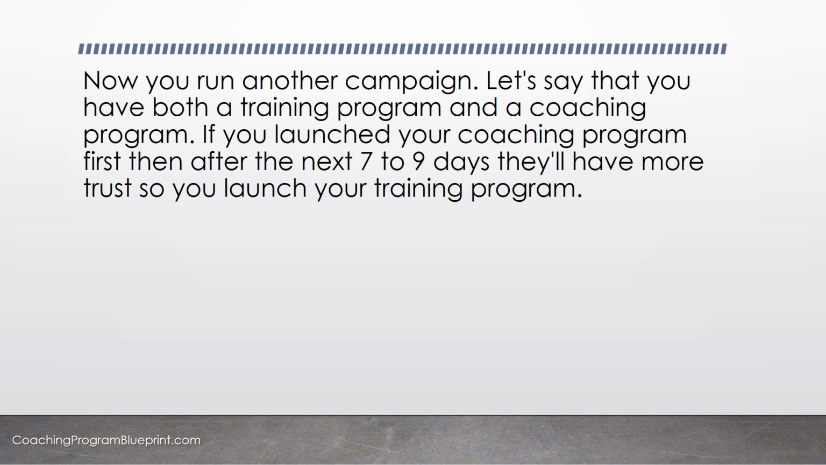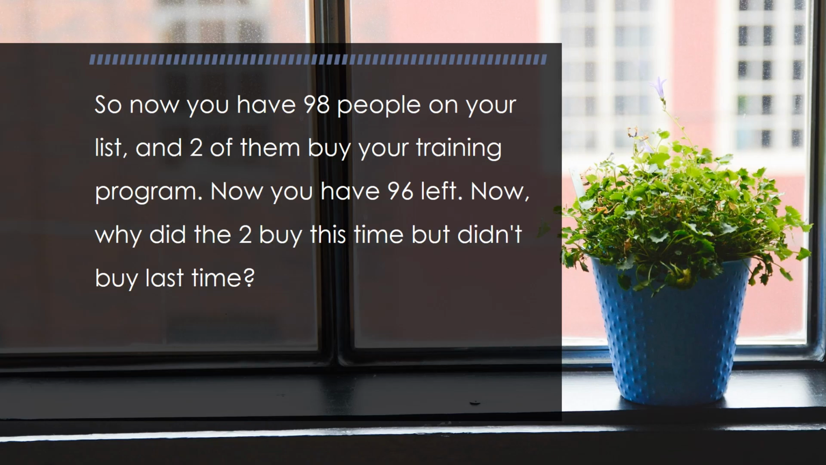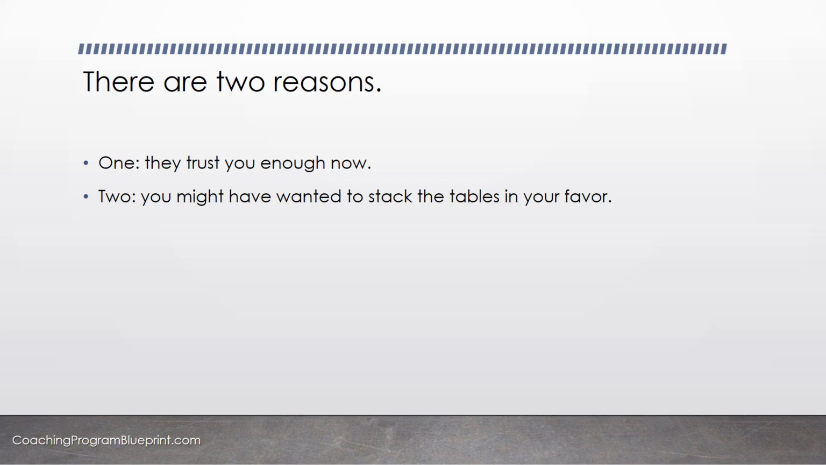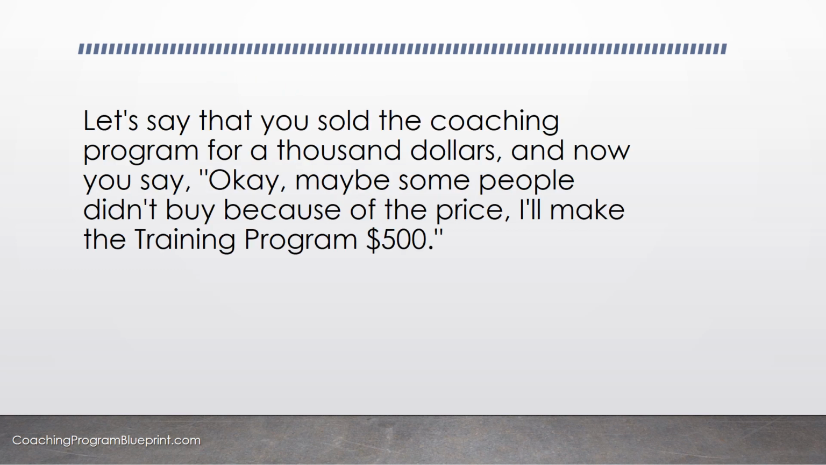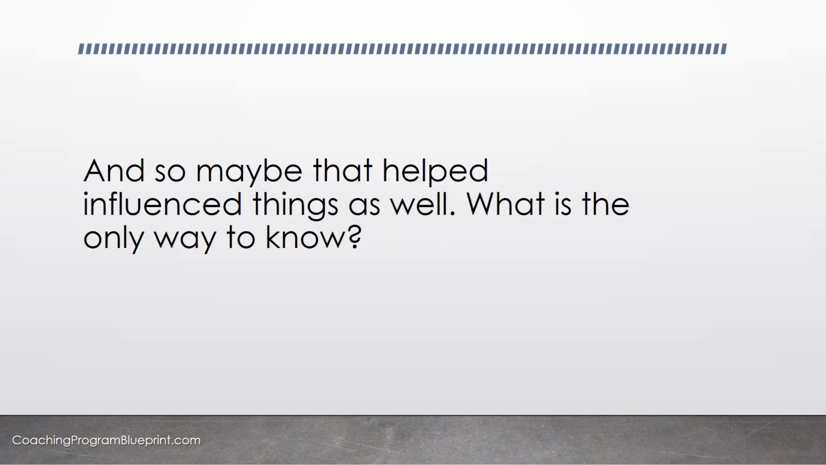Let's say that you have both a training program and a coaching program. If you launched your coaching program first, then after the next 7 to 9 days, they'll have more trust, so you will launch your training program. So now you have 98 people on your list, and 2 of them buy your training program. Now you have 96 left. Now why did the 2 buy this time that didn't buy last time? There are 2 reasons. 1, they trust you enough now. 2, you might have wanted to stack the tables in your favor. Let's say that you sold the coaching program for $1,000 and now you say, okay, maybe some people didn't buy because of the price, so I'll make the training program $500. And so maybe that helped influence things as well.